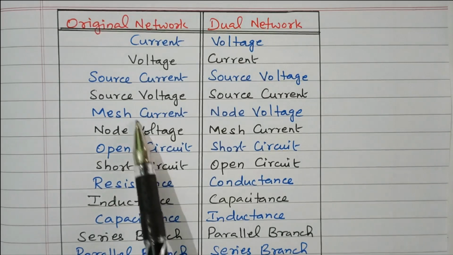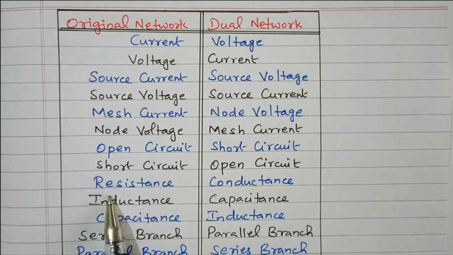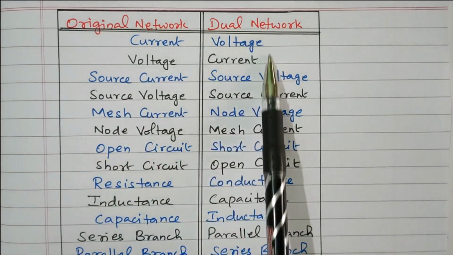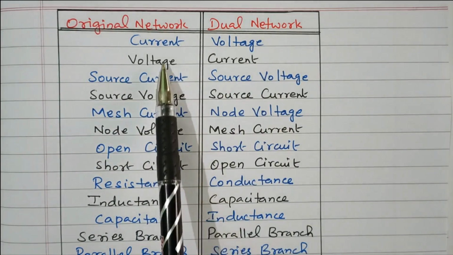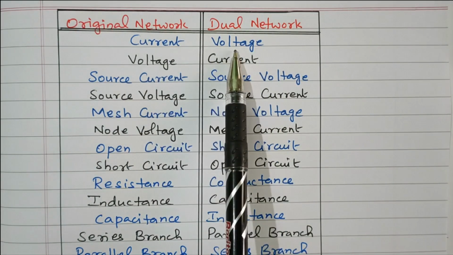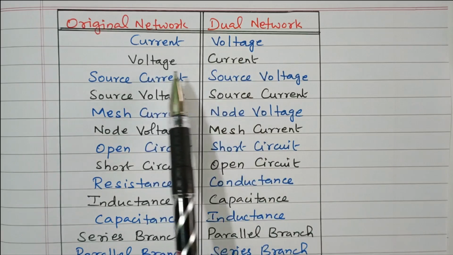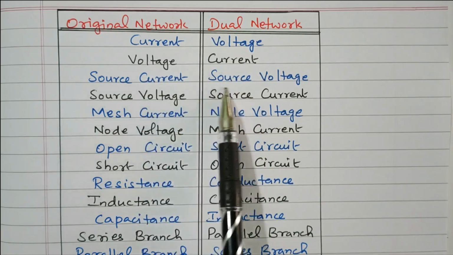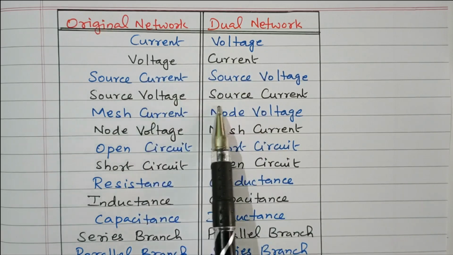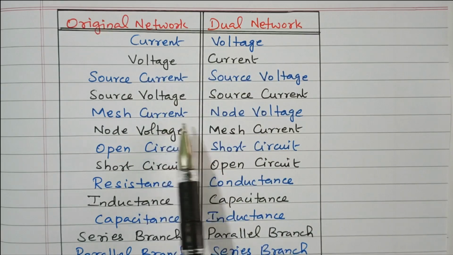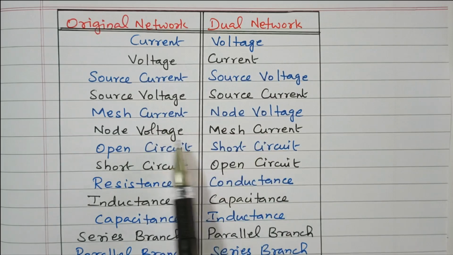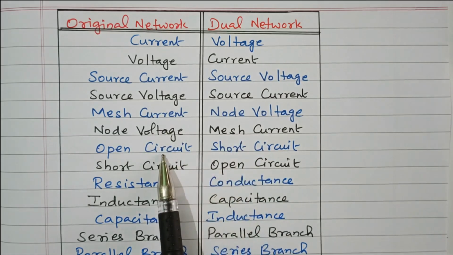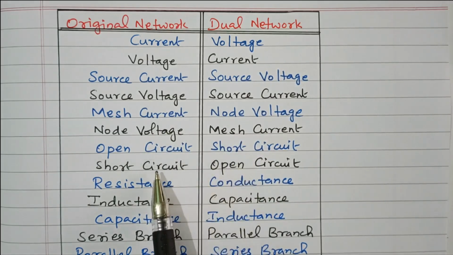Now we will see the tabular column. So this is the original network. First column original network, second one dual network. So for current, the dual is voltage. For voltage, the dual is current. Similarly, source current means source voltage. Source voltage means source current. Mesh current means node voltage, and node voltage means mesh current. Open circuit means short circuit, and short circuit means open circuit.